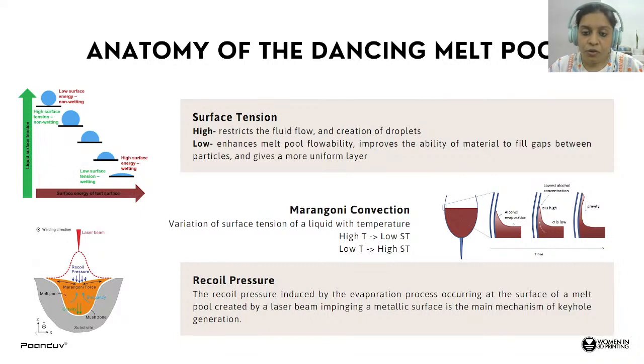Recoil pressure comes into the picture when there is a formation of vapor. When the vapors are formed, they exert a pressure on the interface of the liquid, which is a downward force, due to which there can be a flow misorientation, and that drives the flow of the melt pool.